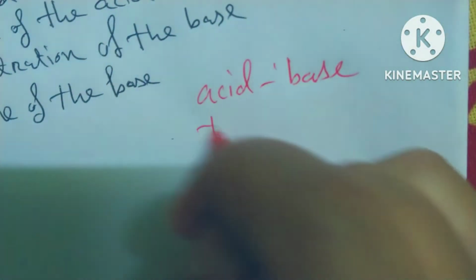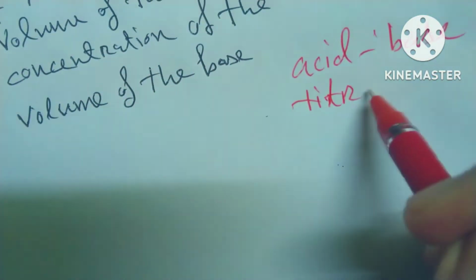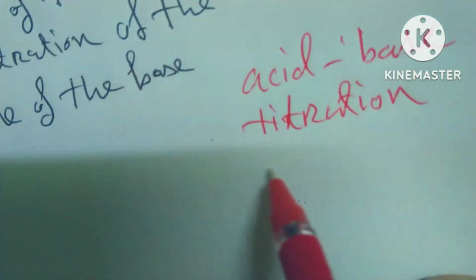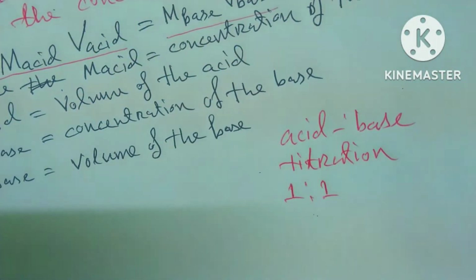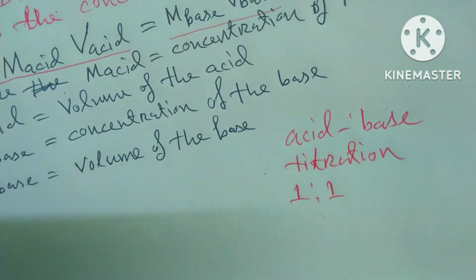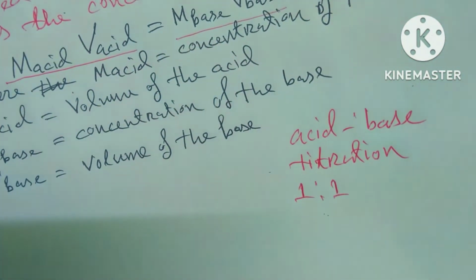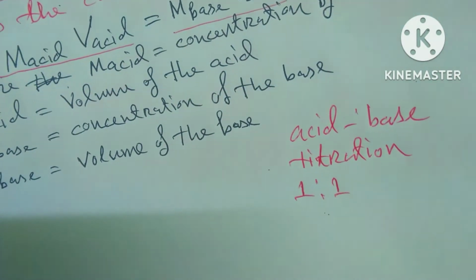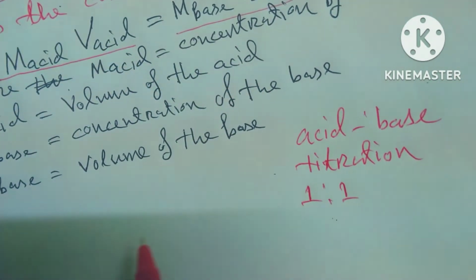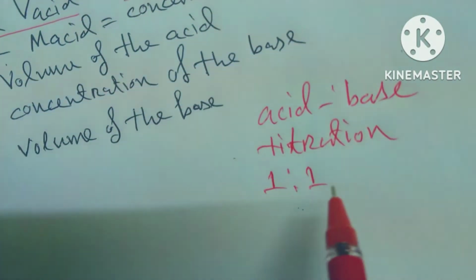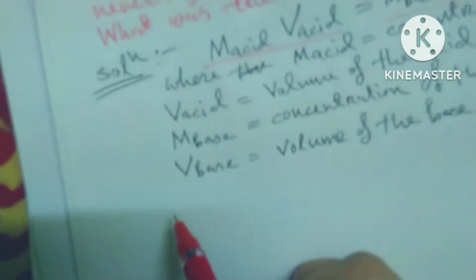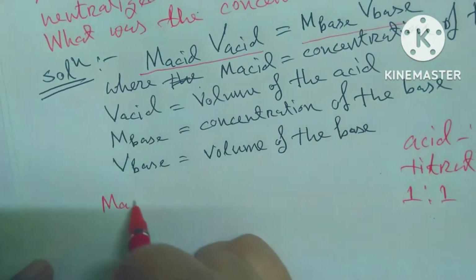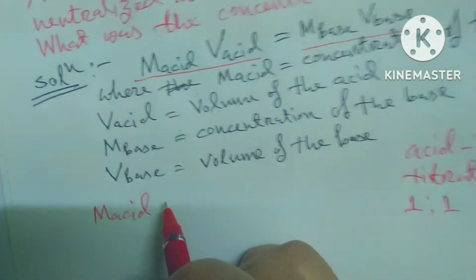Acid base titration, ratio 1:1. Molarity. So friends, in here you see that M acid is what I have to find out, so I write M acid, and V acid is also already given.